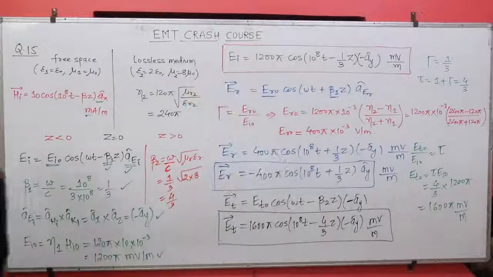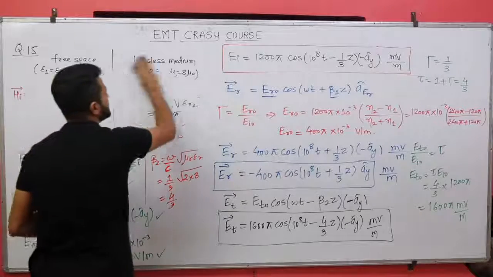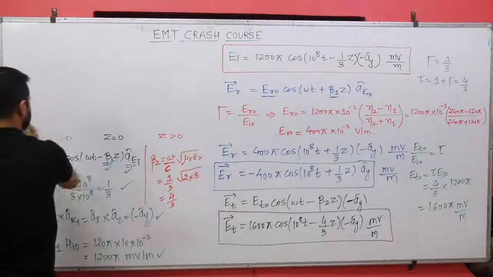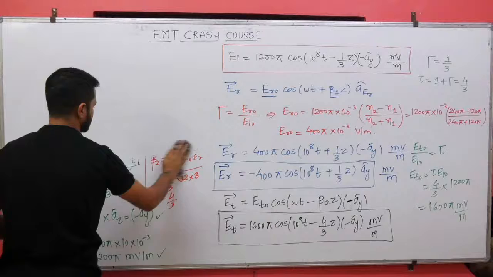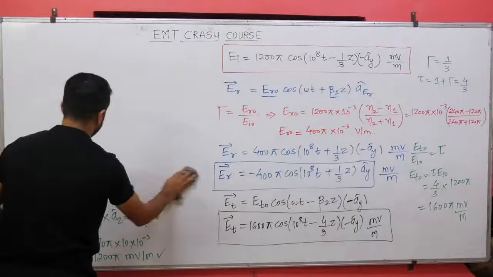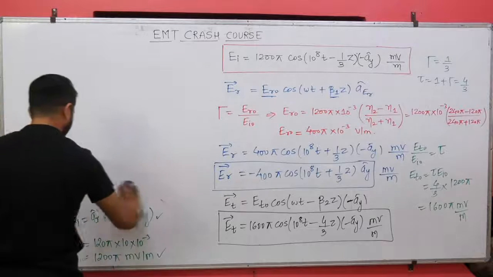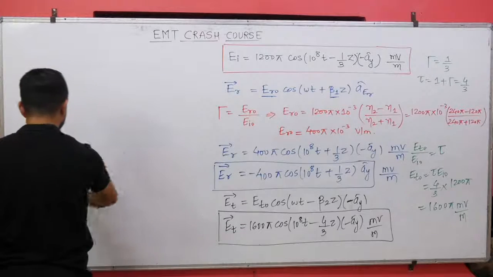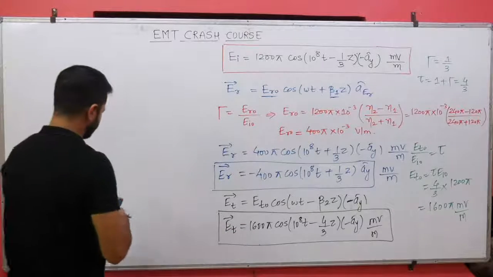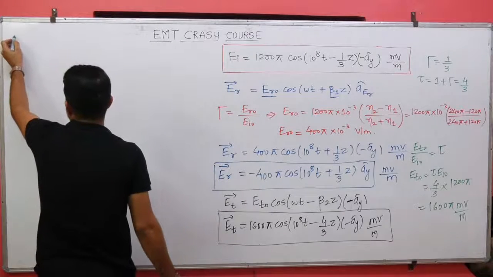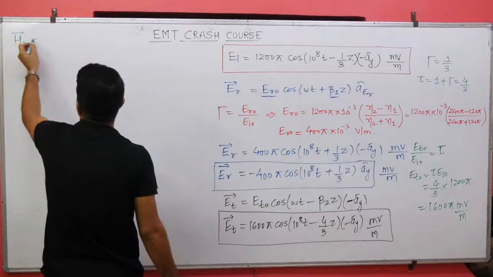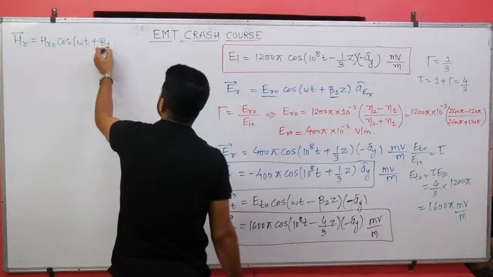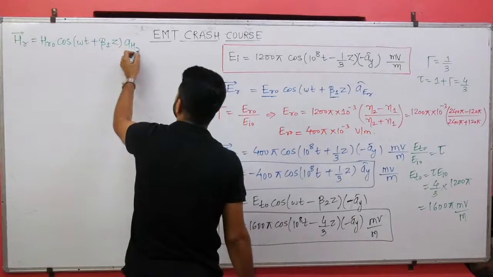Okay. So now we want to write the magnetic field, that is the reflected magnetic field and the transmitted magnetic field. The reflected magnetic field will have the expression HR is equal to HR naught cos of (omega t plus beta 1 into Z) AHR cap.